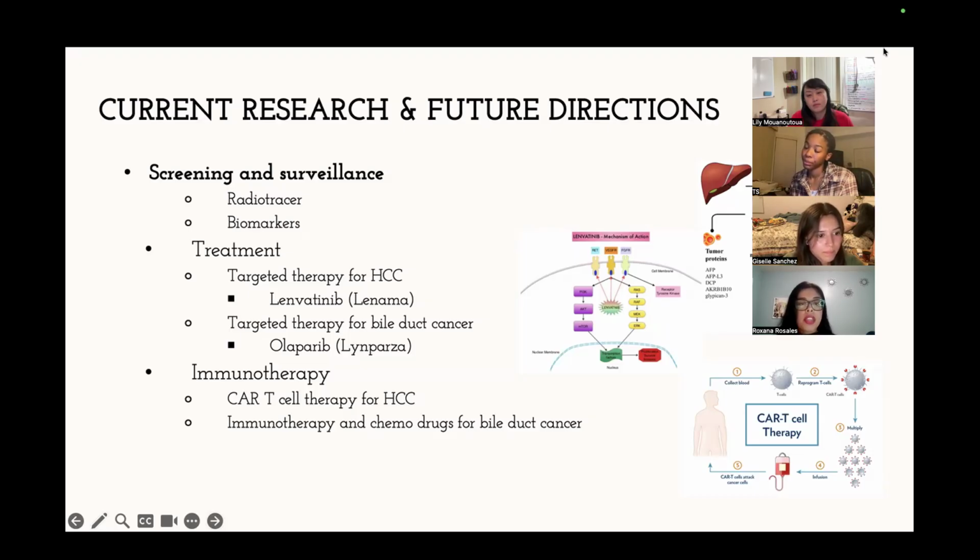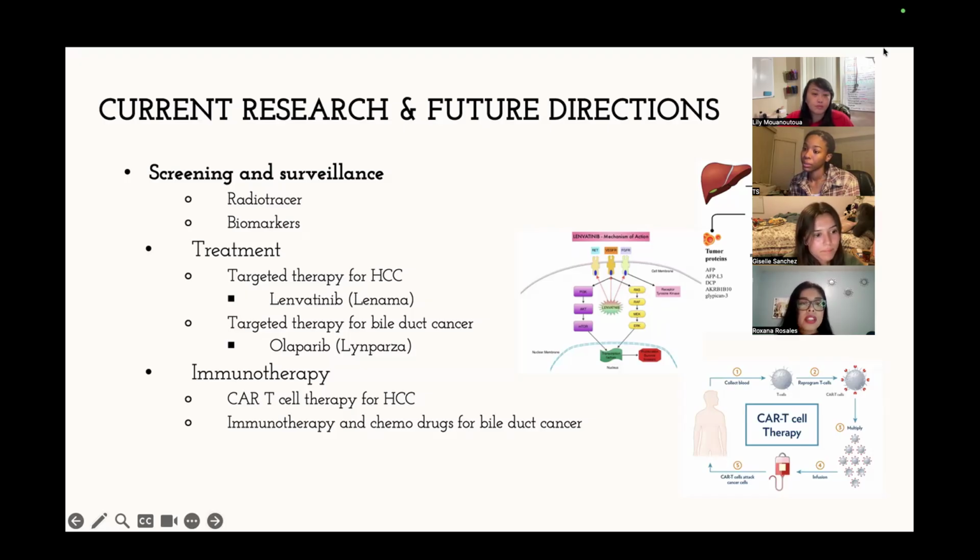And now for targeted therapy for bile duct cancer, there are new targeted therapies for people with bile duct cancer who have specific gene changes in their cancer cells. This medication is called olaparib, or Lynparza. How this medication works is that it helps to stop the growth of tumor cells by blocking some of the enzymes that are needed for growth.